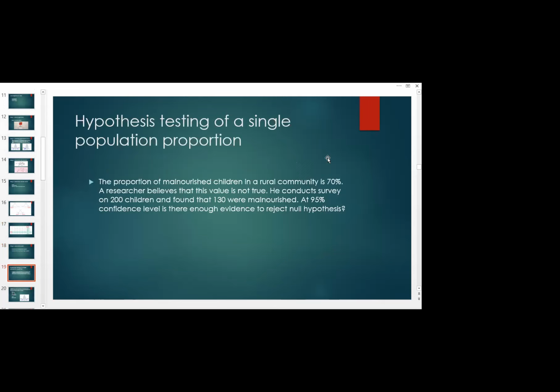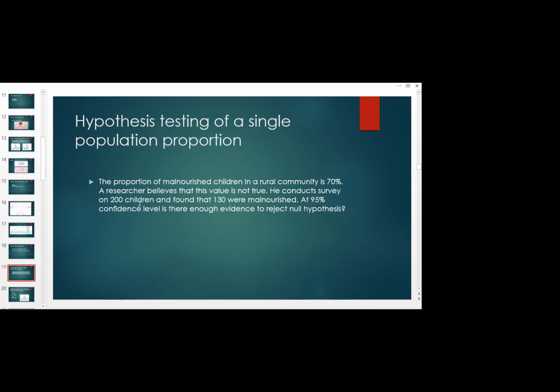Now, this is an example of hypothesis testing of a single population proportion. The scenario is the proportion of malnourished children in a rural community is 70%. So this is the population reference value. A researcher believes that the value is not true. So he's not saying that it is either more or less. So this is a two-tailed hypothesis.